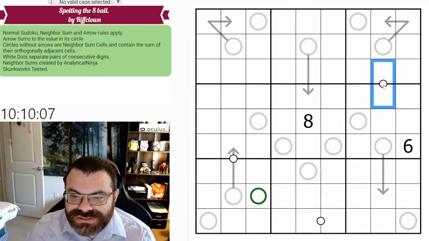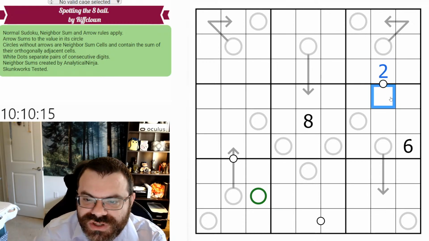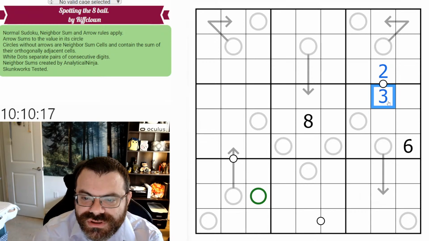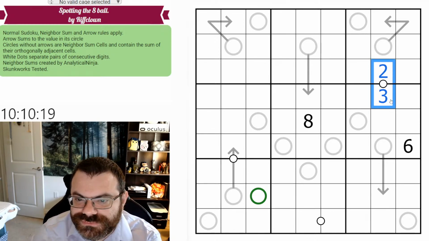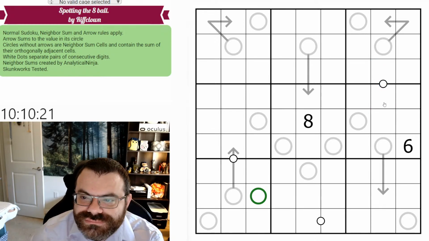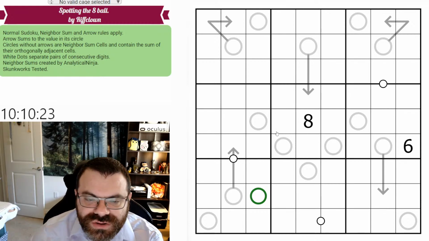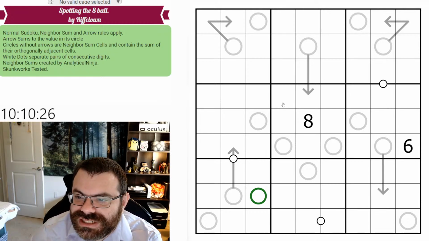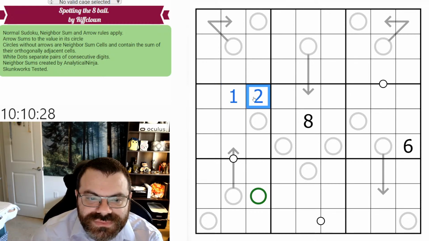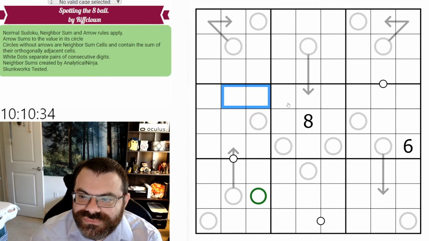We have these white dots that separate two cells. That signifies that those two cells are consecutive. So if this is a 2, then this could be a 1, because 1 is consecutive with 2, or a 3, because 3 is consecutive with 2. I assume not all white dots are given. It doesn't say, but that means that I could put a 1, 2 here, and that's absolutely fine, even though there's no white dot. There does not need to be.